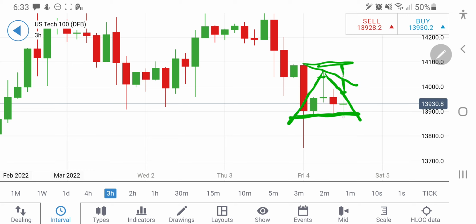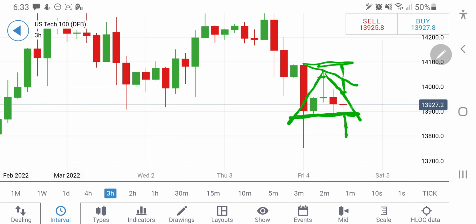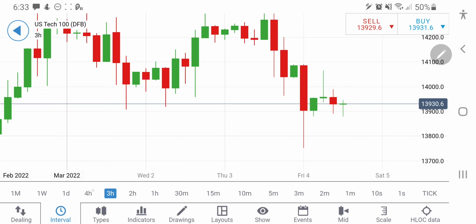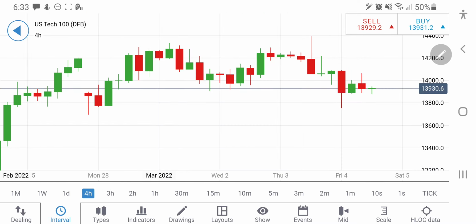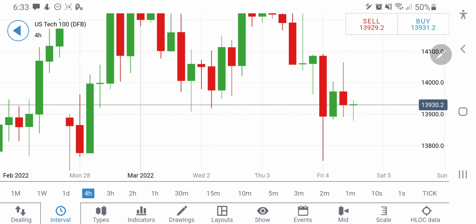On the downside, breaking 13,870, yes, you can expect it to drop a little towards 13,800 and below levels. Possibly it can break heavily on the downside if it continues to do so. Now look at the 4-hour charts. On the 4-hour charts, similar is the formation.